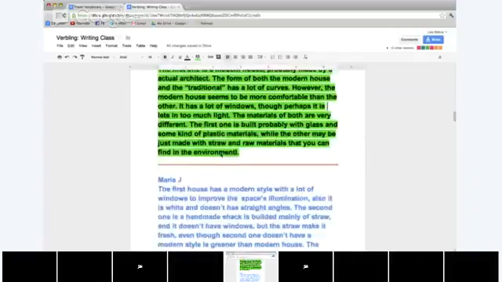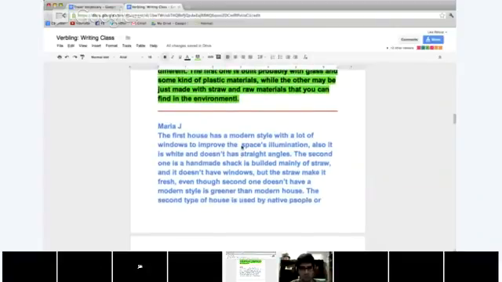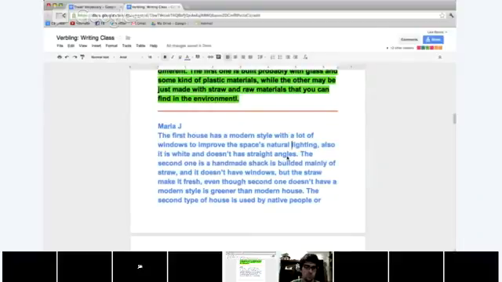Okay, good. The first house has a modern style with a lot of windows to improve the space's illumination. Okay, I think we would just say lighting. Illumination would be more like when you actually turn on the lights. Lighting is more like natural lighting. I might say that just to make it more specific that you're talking about natural light from the sun through the windows. Okay. Natural lighting. Also, it is white and doesn't have straight angles. The second one is a handmade shack.